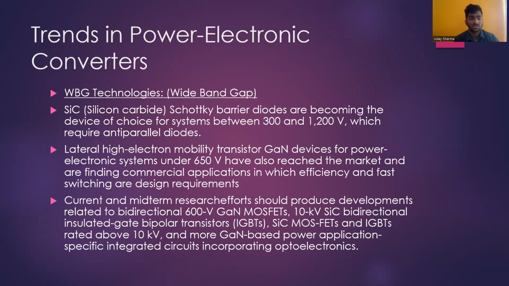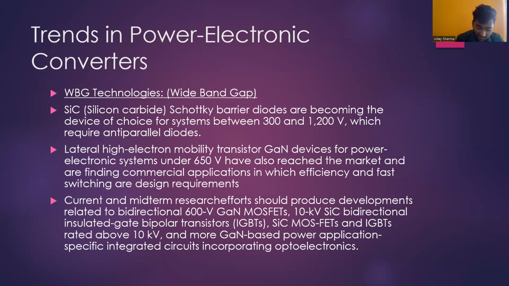Trends in power electronic converters: WBG technologies, or wide band gap technologies. Silicon carbide Schottky barrier diodes are becoming the device of choice for systems between 300 volts and 1200 volts, which require anti-parallel diodes. Lateral high electron mobility transistors, or gallium nitride devices, for power electronic systems under 650 volts have also reached the market and are finding commercial applications in which efficiency and fast switching are design requirements.